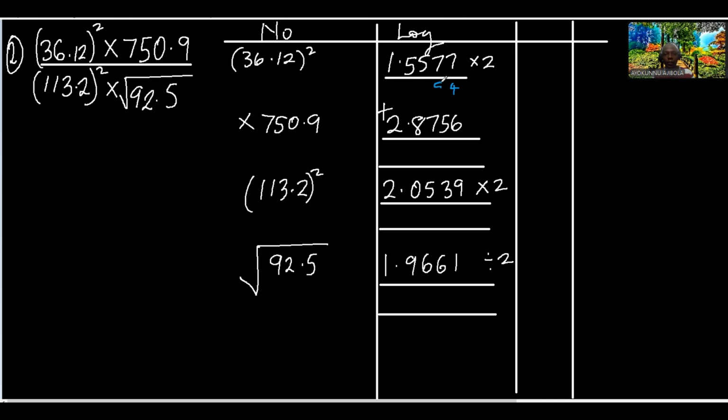15, keep 1. 2 times 5, 10 plus 1, that's 11. 2 times 5 again, 10 plus 1, that's 11. 2 times 1 is 2. Then I had the 1 that I'm bringing, that would be 3 here. Is that clear? Yes, sir.